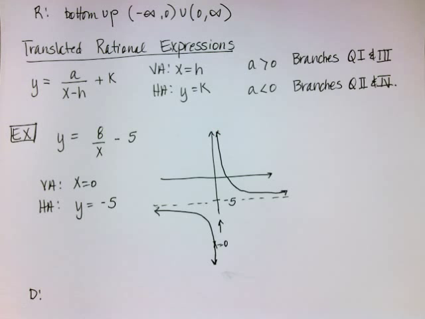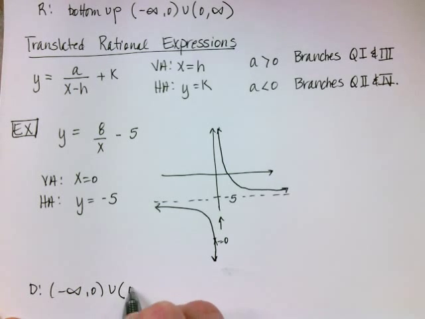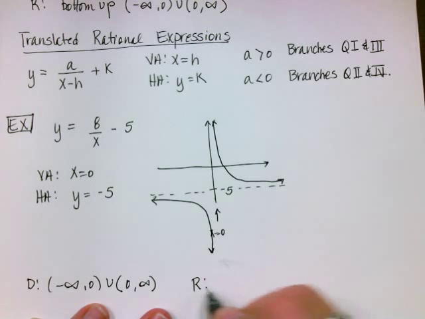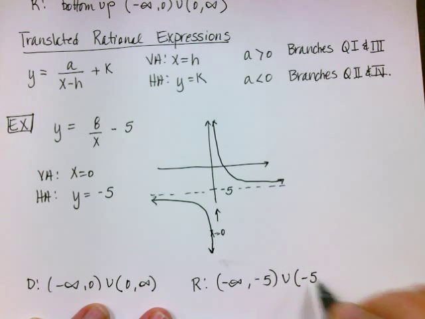The domain of this, x is where I have a break, so it's going to go from -infinity to 0, unioned with 0 to positive infinity. And my range is going to go from the bottom to -5, and then it stops. It starts again on the other side of -5, and it goes to positive infinity. Okay, so there's that one. All right, let me do another example.